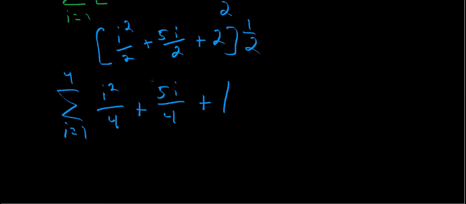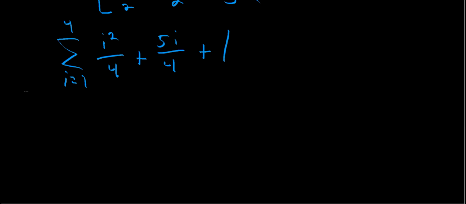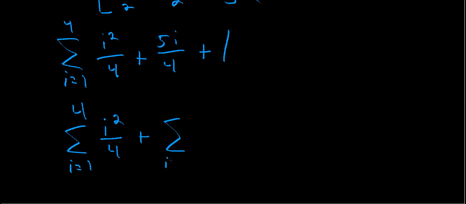Now, where we go from here, we break up each one of these summations. So we're going to have our summation i equals 1 to 4, i squared over 4, plus our summation from 1 to 4, 5i over 4, plus our summation 1 to 4, 1.